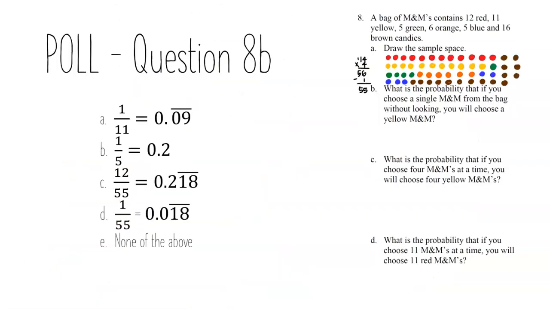So what I would like you to do is answer as a poll question, letter B. What is the probability that if you choose a single M&M from the bag without looking, you choose a yellow M&M? So go ahead and look at all the responses. If you need 30 seconds to take out your classwork, go ahead and do that. But you should see a poll appear. Please respond to that, and that's how I'll be taking attendance for today.